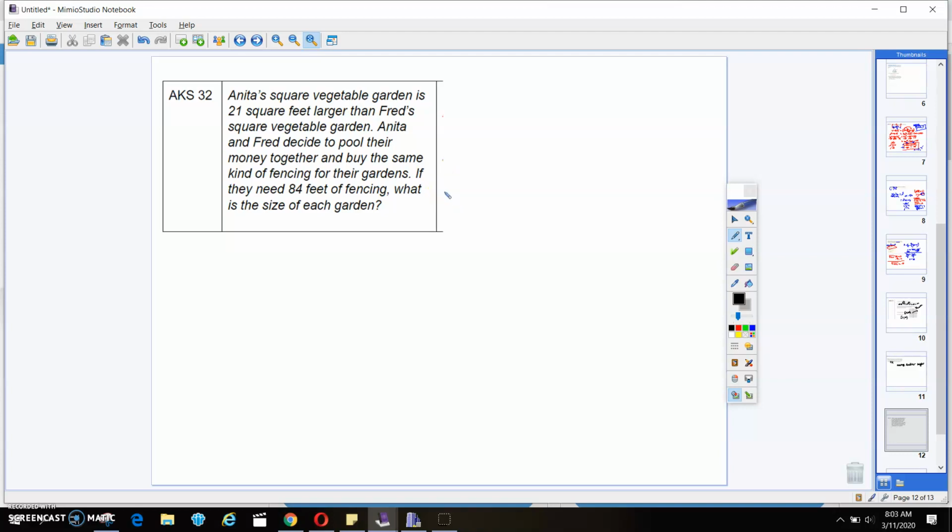Alright, so Anita and Fred decide to pool their money together and buy the same kind of fencing for their gardens. If they need 84 feet of fencing, what is the size of each garden? Okay, so we've got Anita's and then we've got Fred's, right? And we know that Anita's is 21 more than Fred's. Okay?